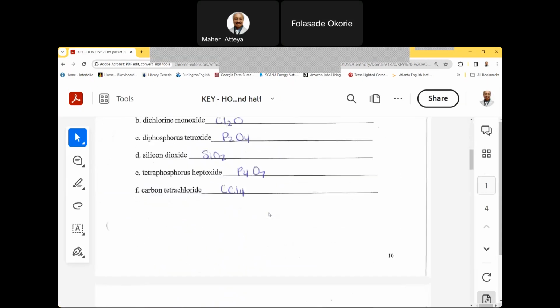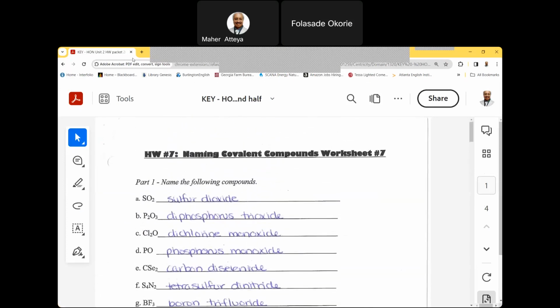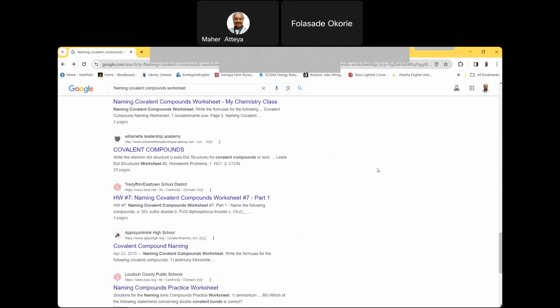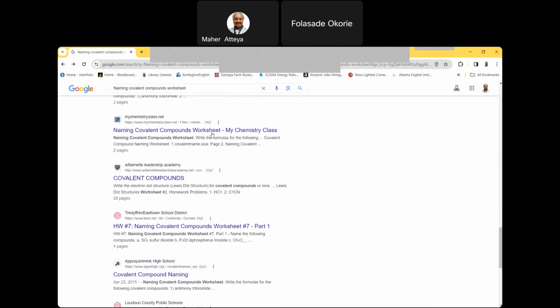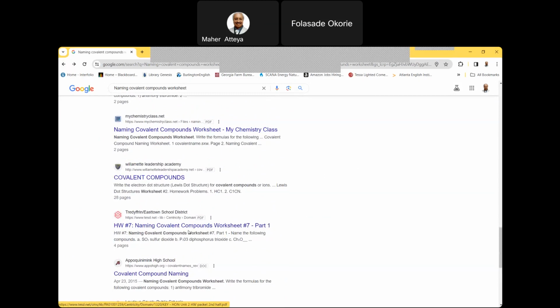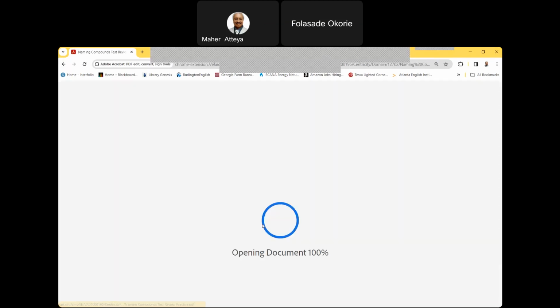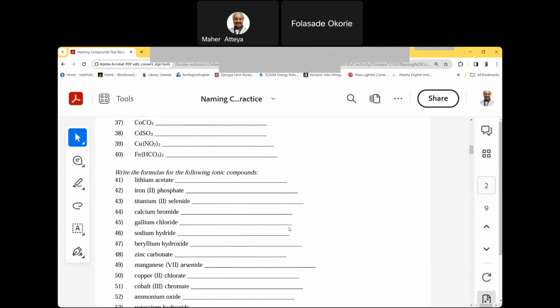That's the answer. It's given to us. It's not good. We don't need the answer. We need one without the answer so we can try them ourselves. Practice worksheet. Which one? Naming compounds. My chemistry naming. Here it is. The answer will be at the bottom.